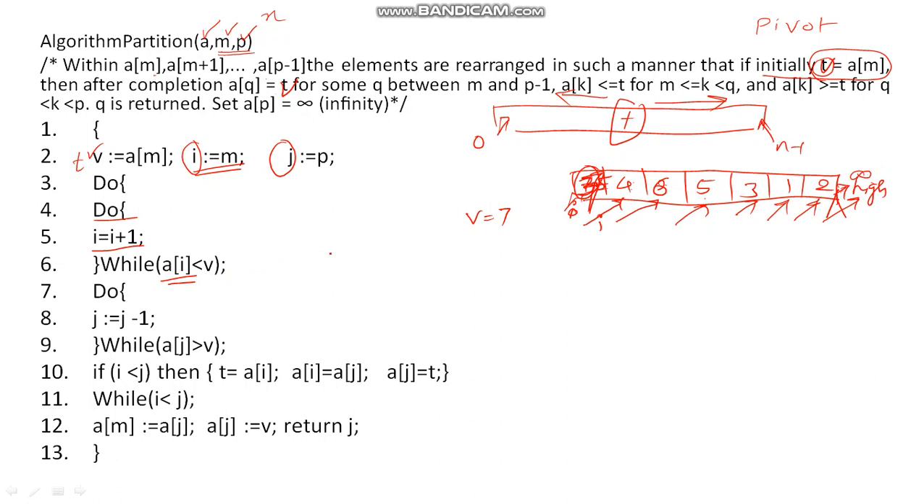Then do j is equal to j minus 1. j, which was pointing to infinity, will now come to here. So while a of j is greater than v. Now, while a of j is greater than v.